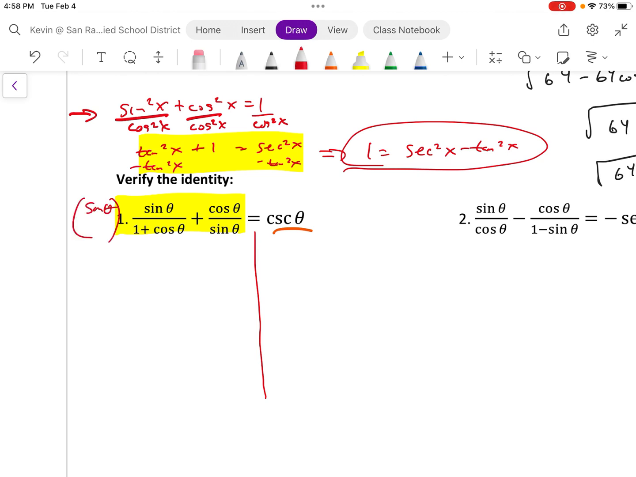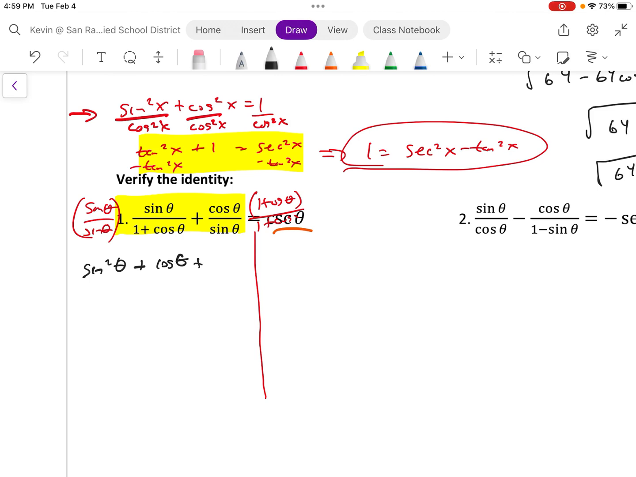I could multiply, let's get a common denominator. So I'm going to multiply this by sine theta over sine theta, and over here, I'm going to multiply this side by 1 plus cosine theta over 1 plus cosine theta. You can't really see that. That's a dumb way to do that. But anyway, when I do that, I get sine squared theta, sine theta times sine theta.